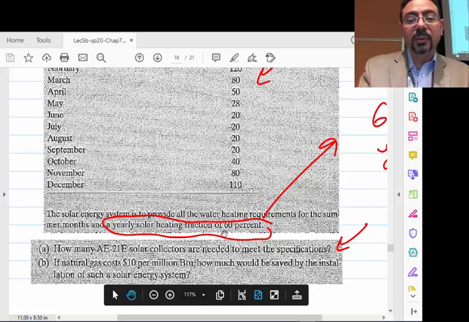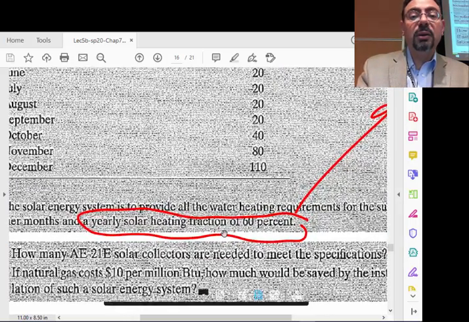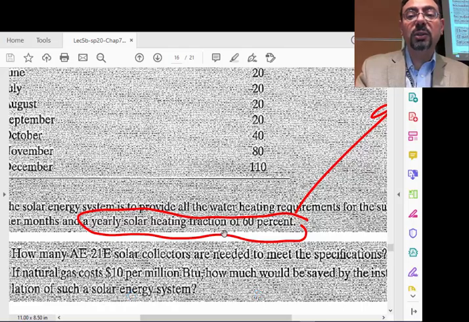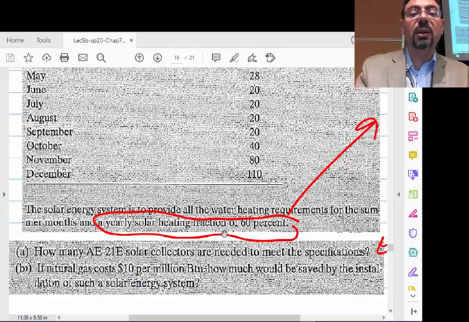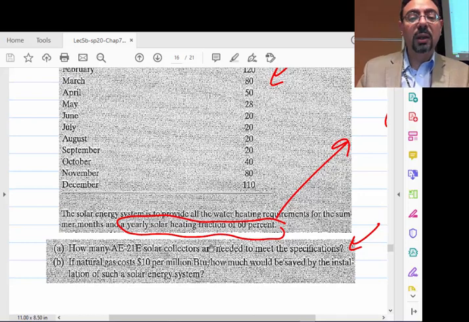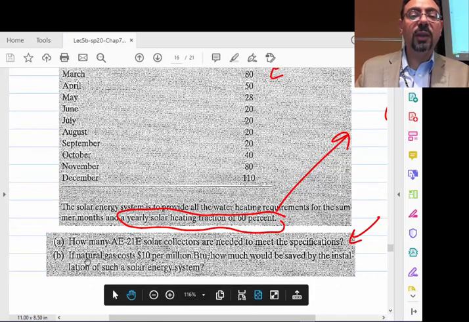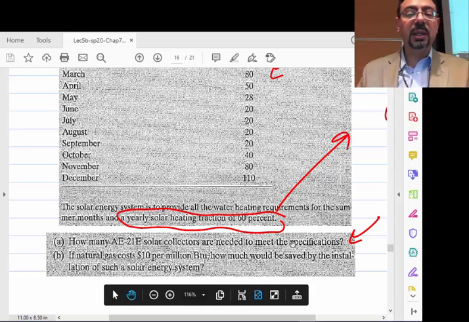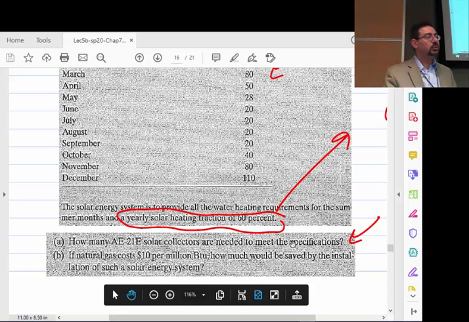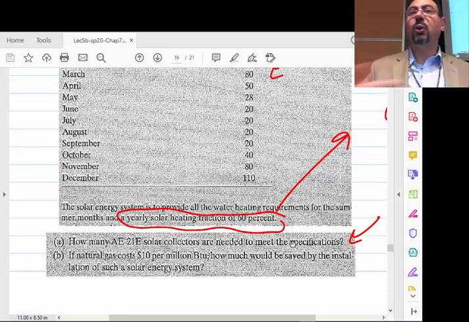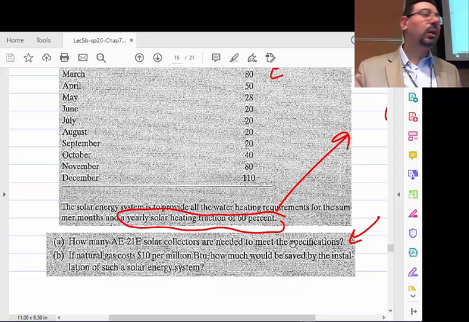So how many solar collectors are needed to meet the load? What is the load? You want the yearly solar fraction to be 60%, year long. Okay? And he's saying if the natural gas is $10 per million BTU, how much would you have saved by installing that system? So he's trying to convert the joules into dollars. Once you calculate Q useful, that's your conversion: how many BTU, and every million BTU is $10.